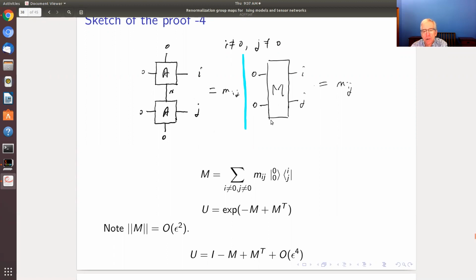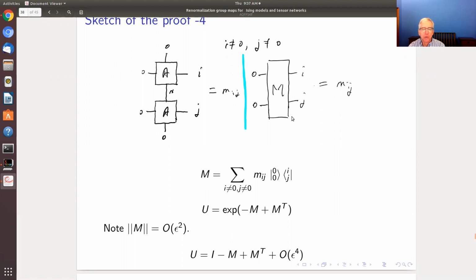Notice this tensor has the same structure as U. It's got 4 legs coming out horizontally, just like U did. So this is a tensor whose non-zero components have zeros on these legs, and on these legs the indices have to be non-zero, and the value of that component is this number Mij. Another way to write this M would be in broad cat notation like this.